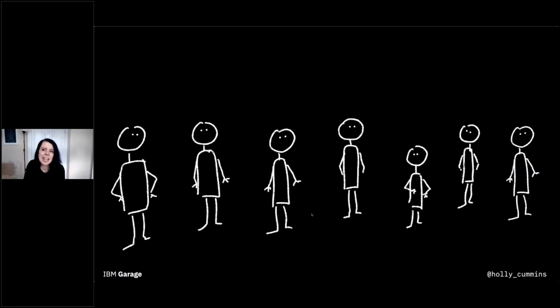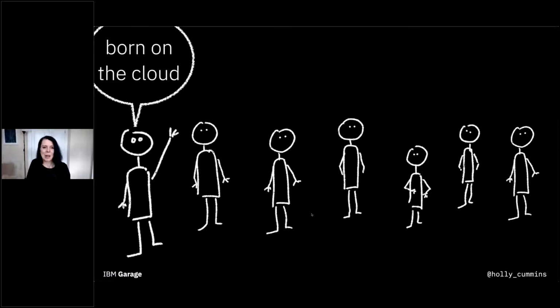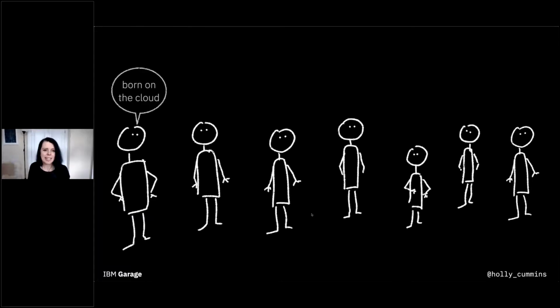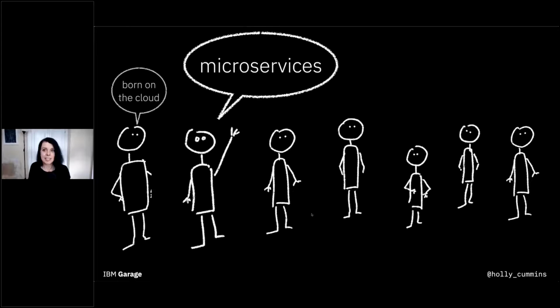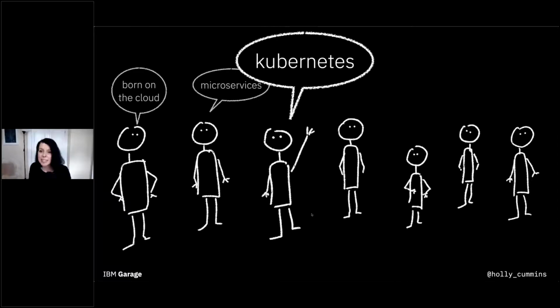And it's the same if you ask a developer what cloud native is, they'll probably have a definition. It might even be a really good definition. But if you ask a different developer, they'll have a different definition. So one person might say cloud native means born on the cloud. Another one might say it means microservices. Another one might say it means Kubernetes, like the people who are talking to Sam Newman.